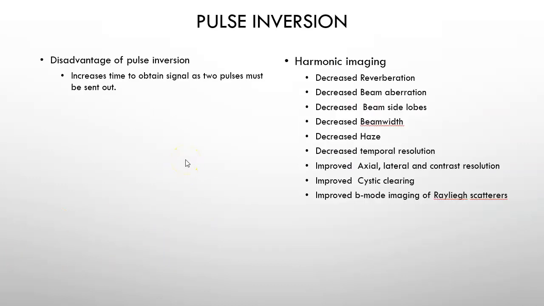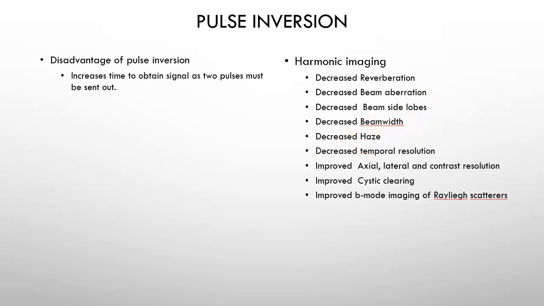So the one main disadvantage of pulse inversion is that we have to send out two pulses in order to get a single scan line. But the pluses of harmonic imaging are we get decreased reverberation, decreased beam aberration, decreased side lobes, decreased beam width, so better lateral resolution, decreased haze, that fuzzy stuff at the top and the signal on that.